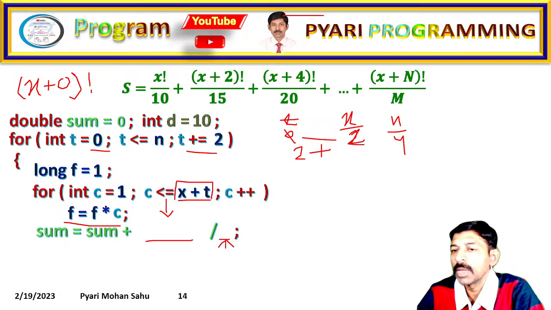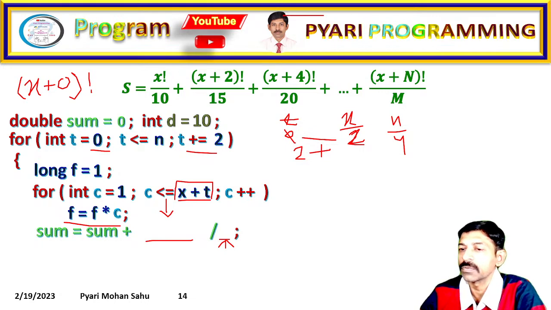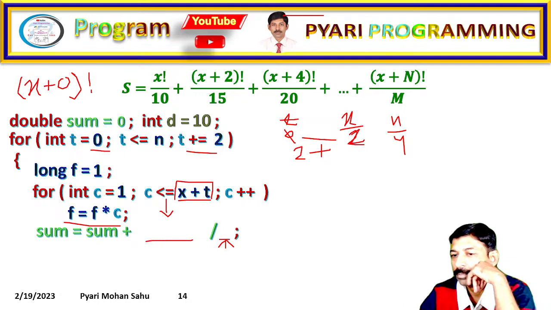No Arpita, it is wrong. d cannot update it like this. f by d plus 5, wrong. We cannot update like this. I am really surprised you are missing something.